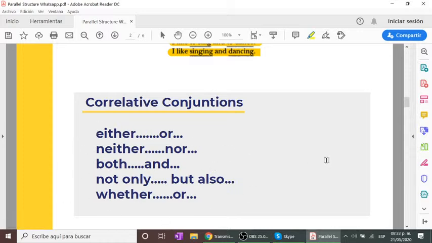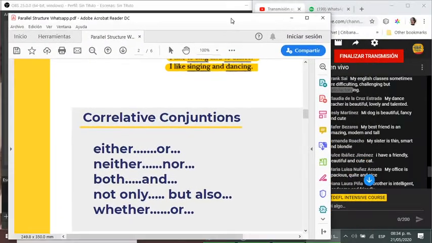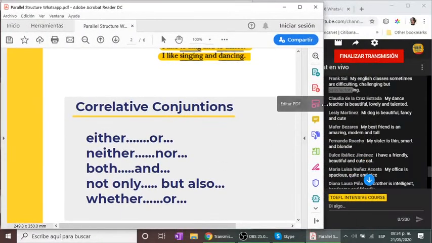Could you help us with the pronunciation? Now, the pronunciation on either, it could be either or neither. That is a more formal pronunciation. Either or neither nor. You can also say either or neither nor. All right, so both are correct. And then next it's both and, not only but also. Whether or. Okay.